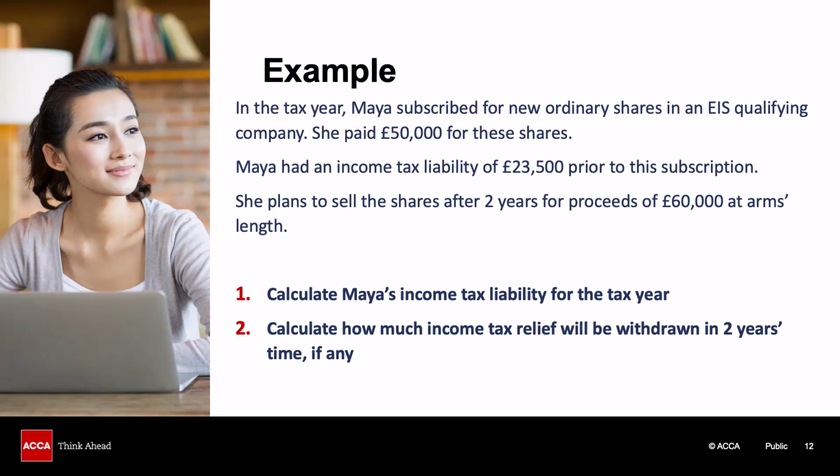Let's have a look at an example. We've got Maya here, who in the tax year subscribed for new ordinary shares in an EIS qualifying company. She paid £50,000 for those shares. She had income tax liability of £23,500. She plans to sell the shares after 2 years for proceeds of £60,000 at arm's length. We have to calculate her income tax liability for the year and work out how much income tax relief will be withdrawn in 2 years' time, if any.